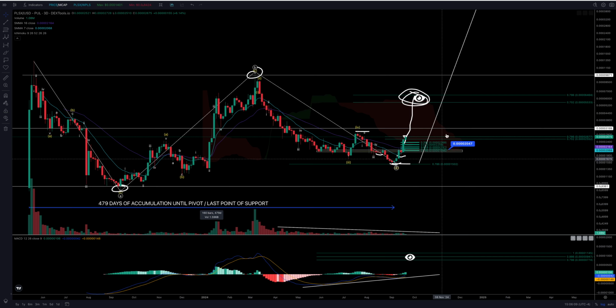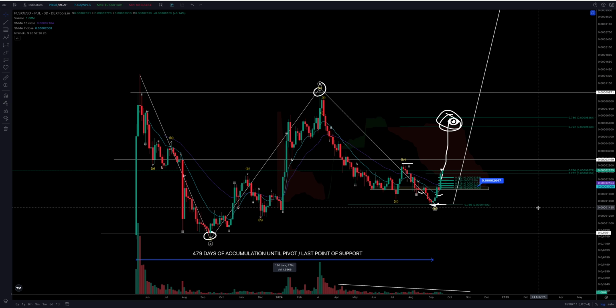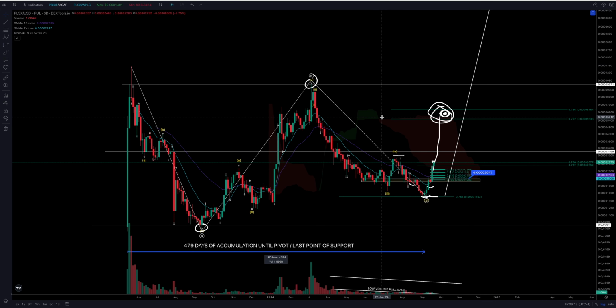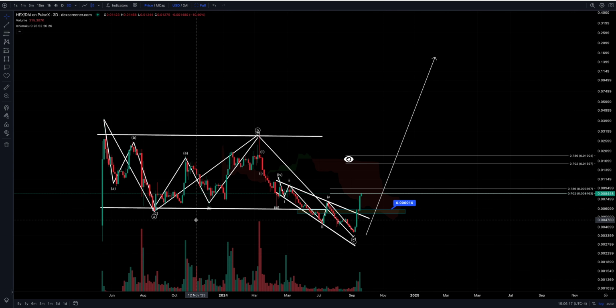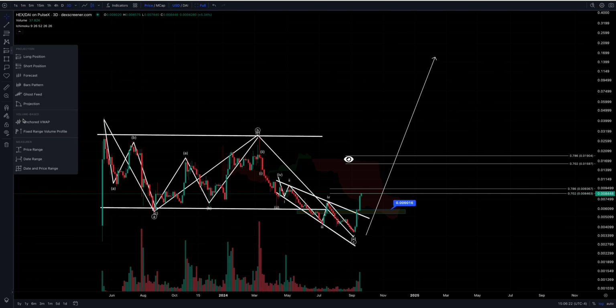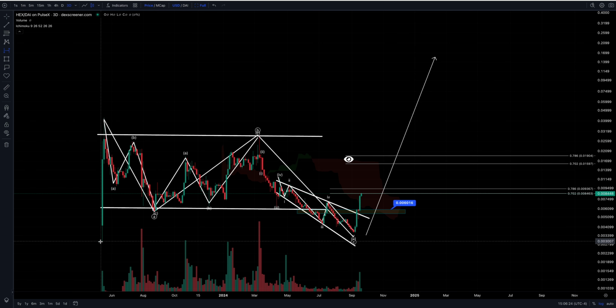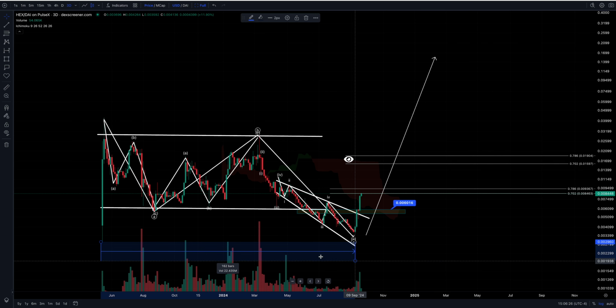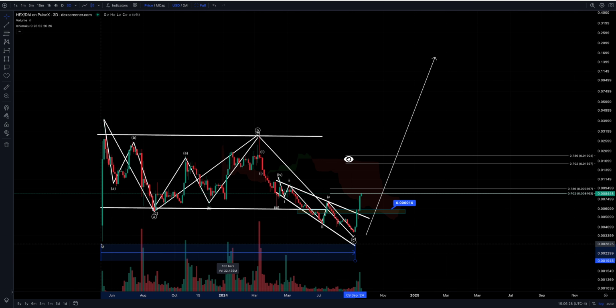It is turning up over here, and we also have bullish divergence at the lows. Okay, let's take a look at HEX over here. So HEX is doing a Wyckoff accumulation schematic. We've been within this accumulation schematic for a little bit over 1 year, so about 482 days.